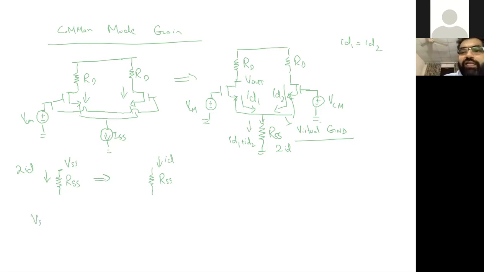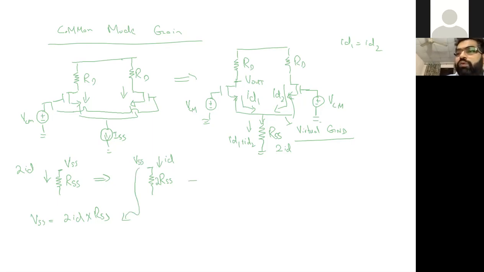यहाँ VSS के लिए क्या था? VSS was equal to, how much was it? 2ID times RSS. Okay. So now what we should do with this impedance, that ultimately the overall potential at this VSS remains same. क्योंकि अब एक branch में से current जो move करे, that is ID, so that we can again separate the circuits. So this means the impedance has to be twice. अगर twice impedance होगी, the VSS will be again 2ID times RSS.